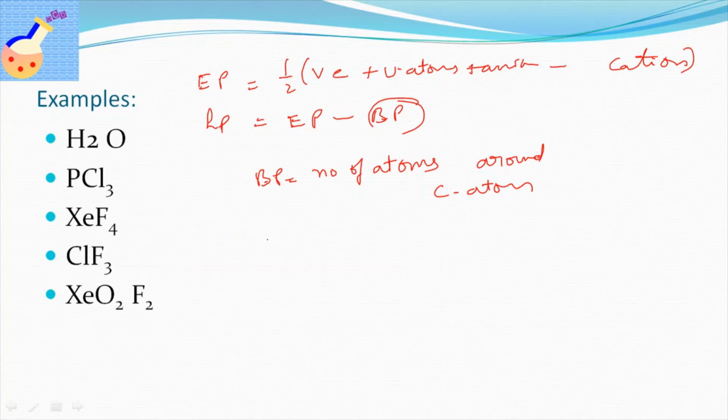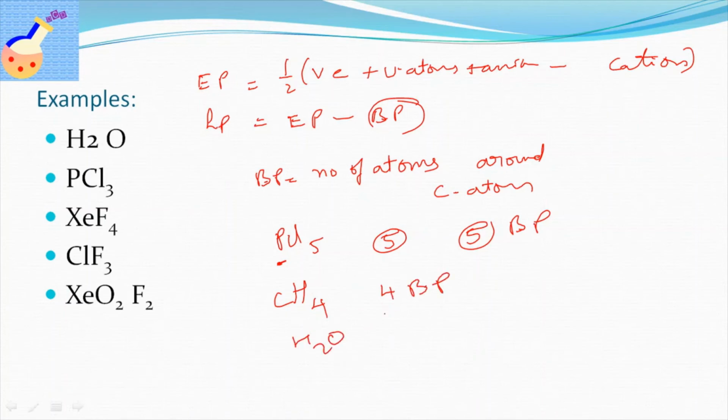Okay, let me say PCl5. So there is a central atom phosphorus here. How many atoms around the phosphorus? 5 chlorines are there. So you may say 5 bond pairs are present. In case of methane, 4 hydrogens around the carbon. So 4 bond pairs are there. And if it is H2O, how many bond pairs are there? 2 bond pairs are there because 2 hydrogens are there. Whether it is bivalent or univalent, whatever it is, you have to count the number of atoms. That's it. Okay. So coming to the examples, the first example, a well-known example, that is water, H2O.